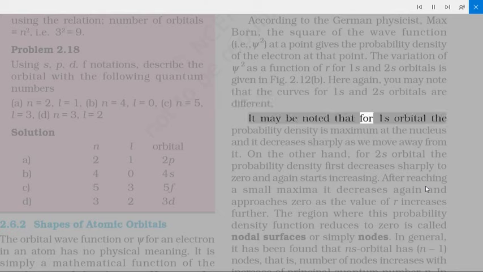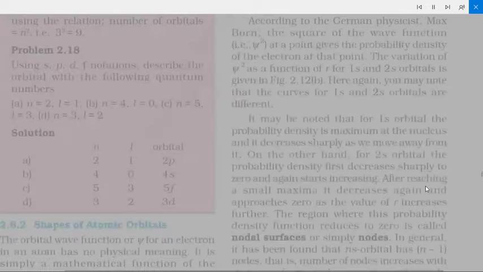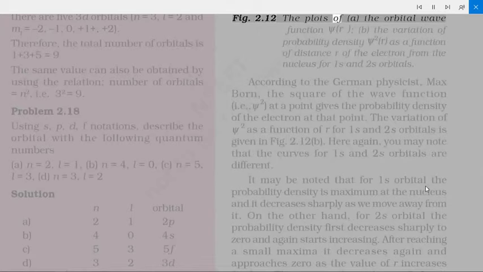It may be noted that for the 1s orbital the probability density is maximum. The number of nodes for the 2s orbital is 1, 2 for 3s, and so on. These probability density variations can be visualized in terms of charge cloud diagrams, Fig. 2.13a. In these diagrams, the density of the dots represents the probability density. Fig. 2.12: the plots of a, the orbital wave function psi, and b, the variation of probability density psi squared as a function of distance r of the electron from the nucleus for 1s and 2s orbitals.